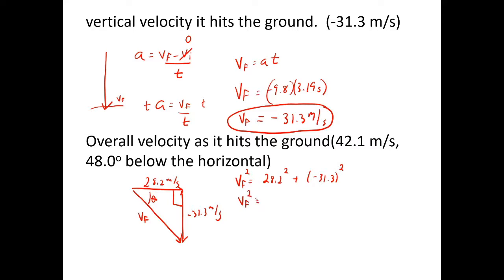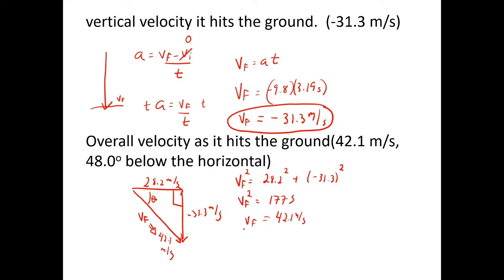So we do a little math here, and let's see what we get. 28.2 squared plus 31.3 squared is a really big number, 1775. And we'll just take the square root of that. And if everything is like we want, we'll get 42.1 meters per second. Because it's going to come in at that angle at 42.1 meters per second.